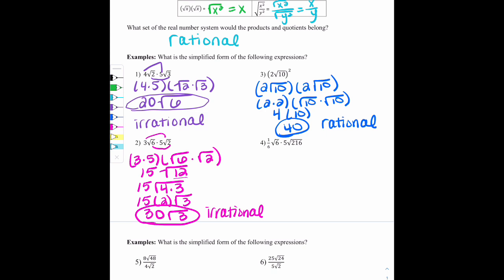Okay, let's look at example 4. We have 1/6 square root 6 times 5 square root of 216. So again, we would do 1/6 times 5, and then we would have square root of 6 times square root of 216. So this would be really over 1, right? So we would have 5/6, and then we would end up with the square root. If we multiply those two numbers, we get 1,296.